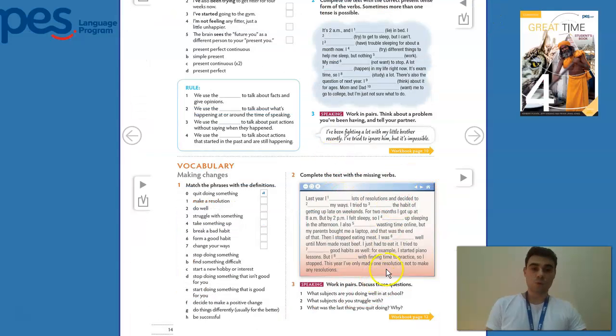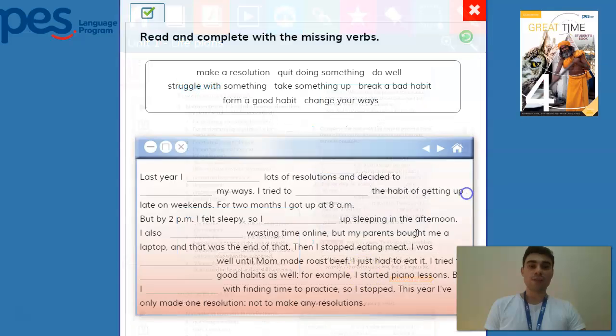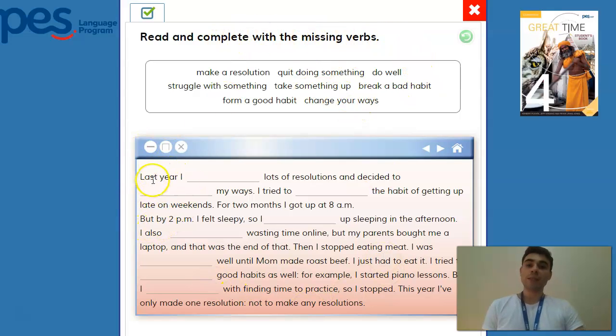Okay, now also let's put this into practice. Here we need to complete the text with the missing verbs, right? So we have last year, remember, lots of resolutions, so to make a resolution. But here we are talking about last year, so we need to use the verb in the past. So last year I made lots of resolutions and decided to change my ways. Remember, change your ways.